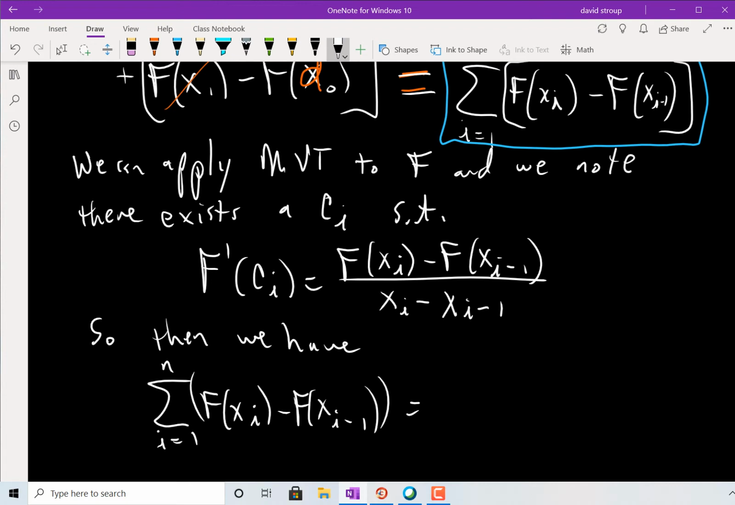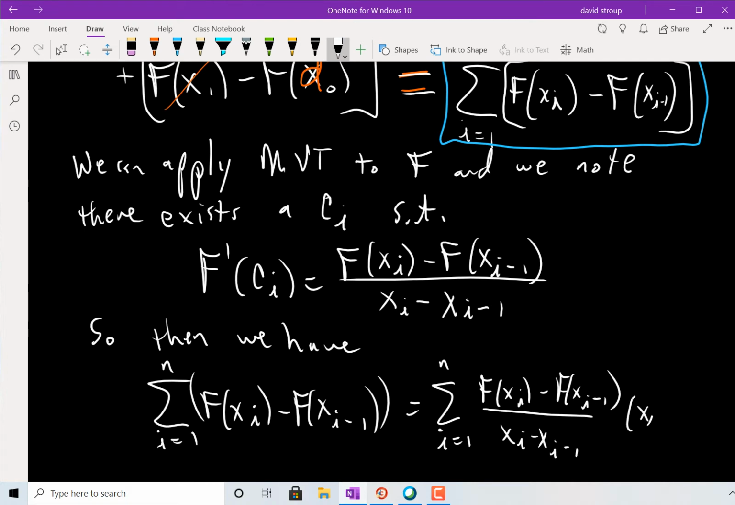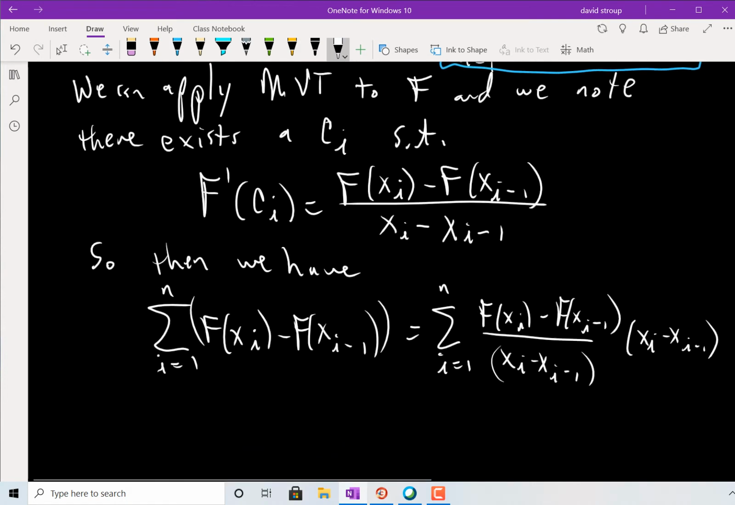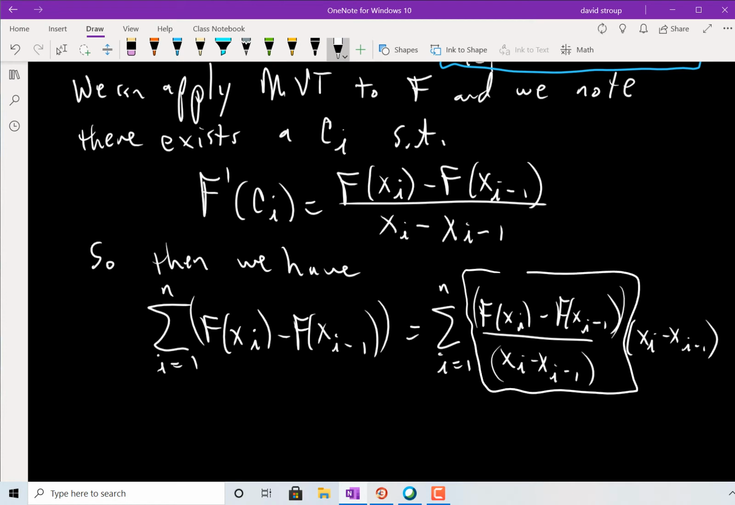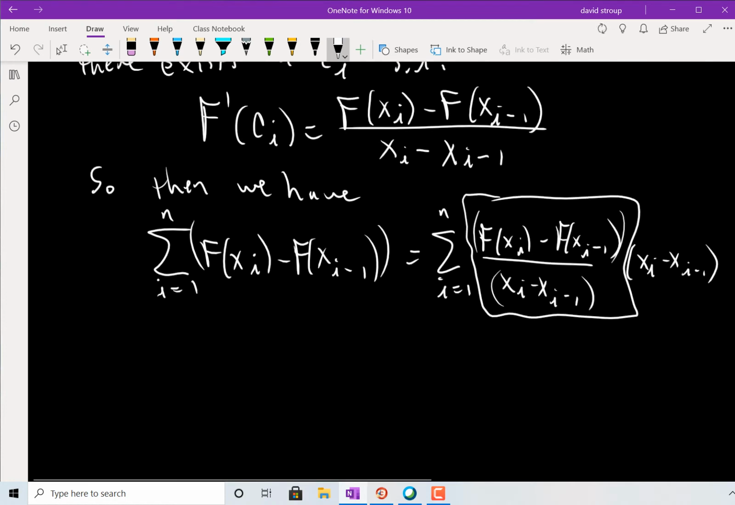We could rewrite that as a sum from i equals 1 to n of big F of x sub i minus big F of x sub i minus 1 all over x sub i minus x sub i minus 1 times x sub i minus x sub i minus 1. Because you really haven't changed anything, you just multiplied by x sub i minus x sub i minus 1 over x sub i minus x sub i minus 1, which is just equal to 1. So you haven't really changed anything there. But then you could take this big ugly thingamajig and turn it into just big F prime of c sub i. Okay, so it's the sum of i equals 1 to n of big F prime of c sub i.